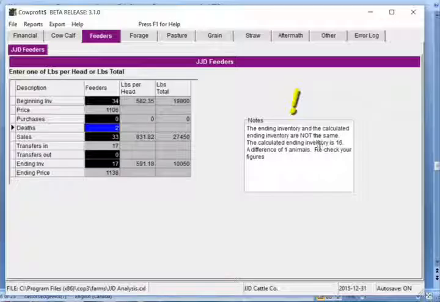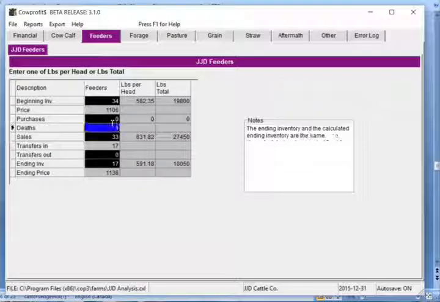Hold on a minute, there's a difference of 1 animal. Recheck your figures. So obviously that's the animal that I had shown here as a dead. So that is the feeder grid, and next time we'll move on to forage, pasture, and so forth.